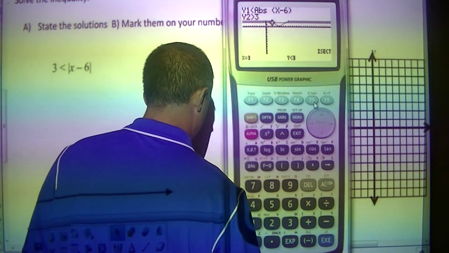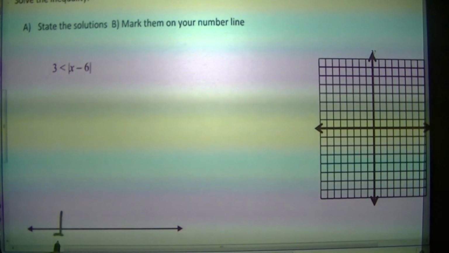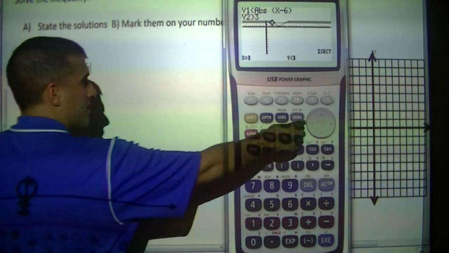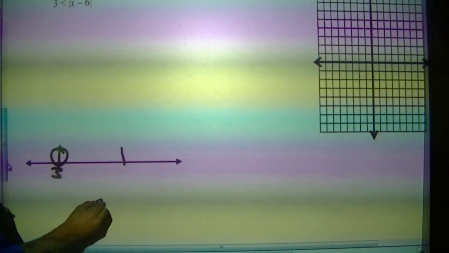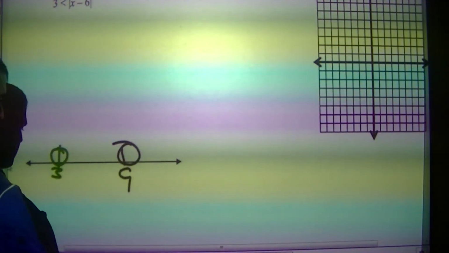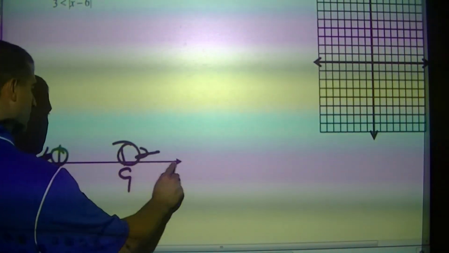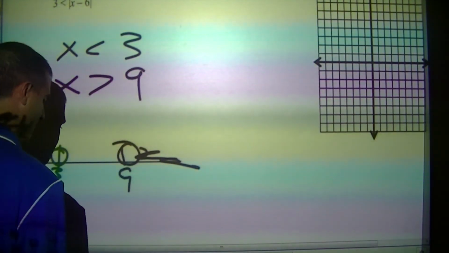I got 3, so I got 3 on my number line with an open circle. If I hit the over button, I go to 9. So 9 is going to have an open circle, and as you can see, the shading is on the outside. So this is x is less than 3, x is greater than 9. And I think that is it.